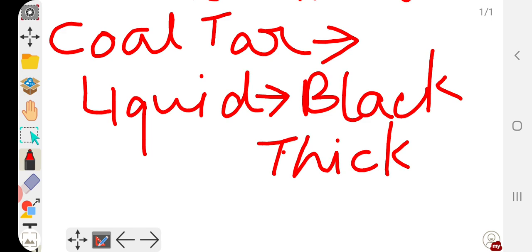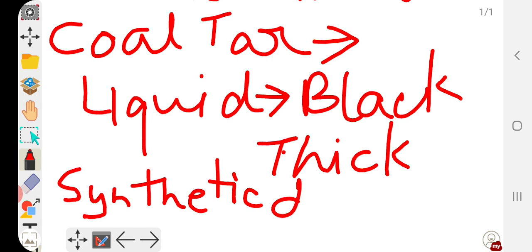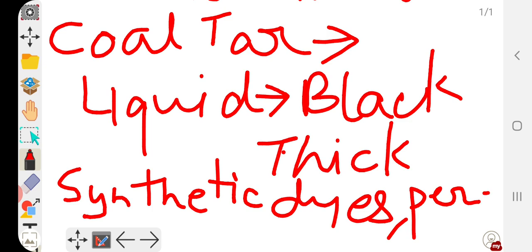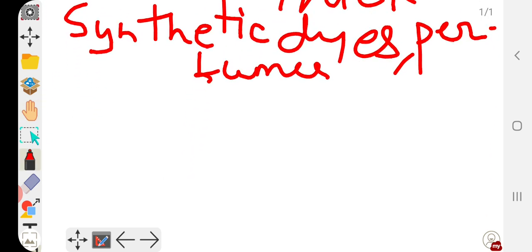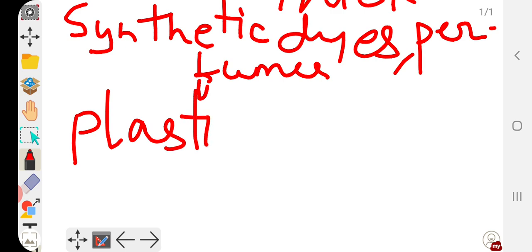Now, what are its uses? It is used in synthetic dyes. It is used to produce perfumes. It is also used for making plastic paints.